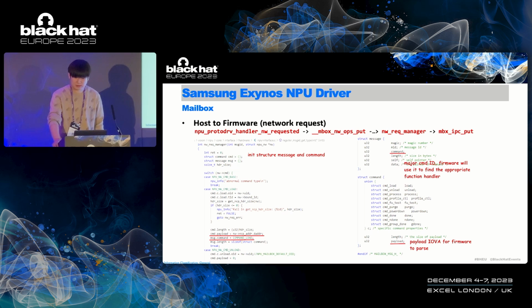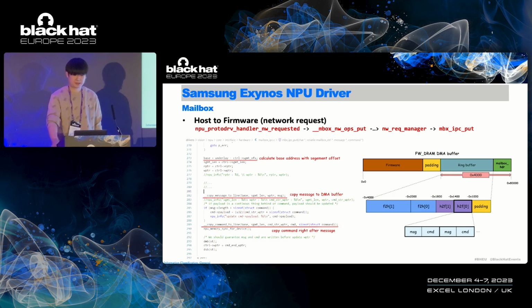A request on the ring buffer will be converted to a structure message and a structure command. The structure message represents a major functionality of this NPU request, such as command load or command process. And the structure command contains the request main payload, IOVA, for firmware to parse. Later, the kernel will copy these message and command structures to the ring buffer and update the read-write pointer on the mailbox header. At this point, a sending request action is done.